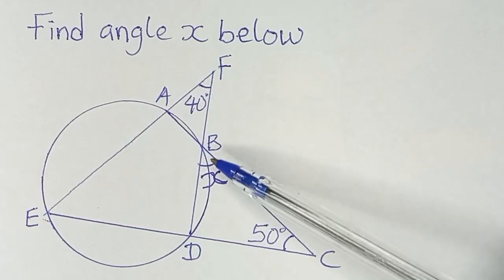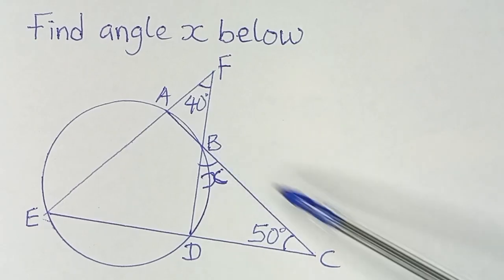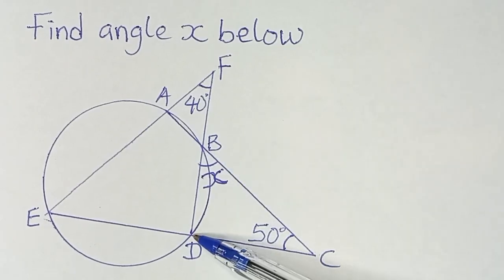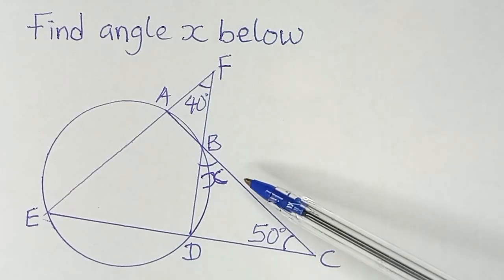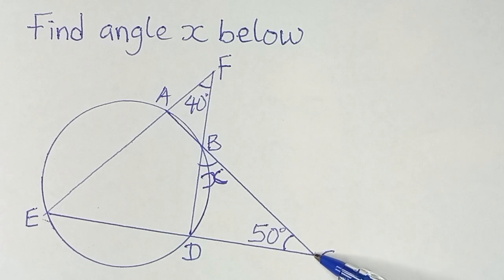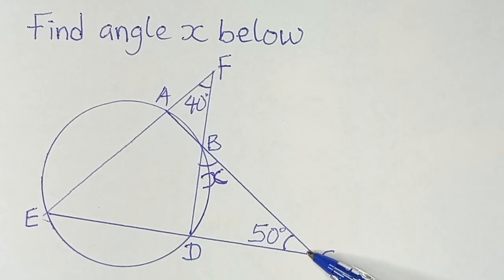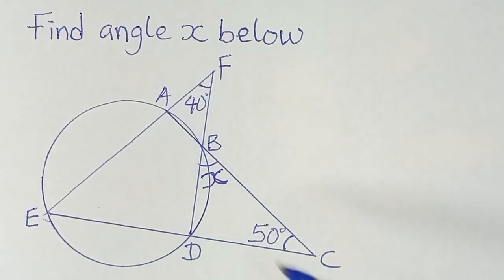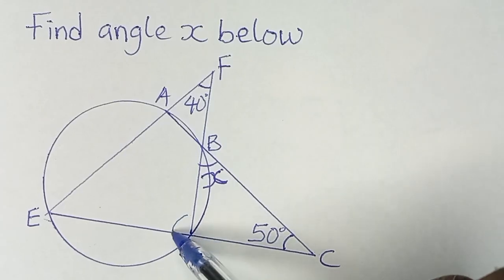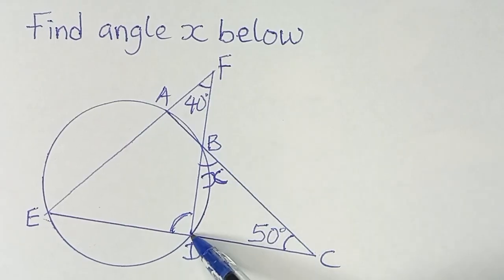Now, if you look at it, the first thing I want to look at is this triangle here, triangle BCD. In this triangle, you can see that this line CD is extended outward to give this exterior angle. So this becomes the exterior angle of triangle BCD.